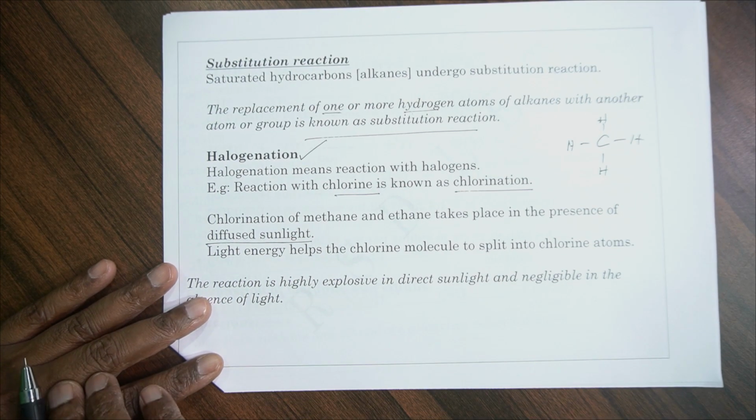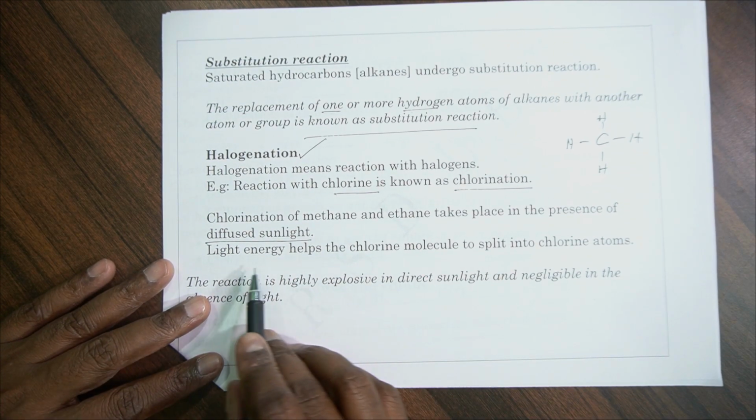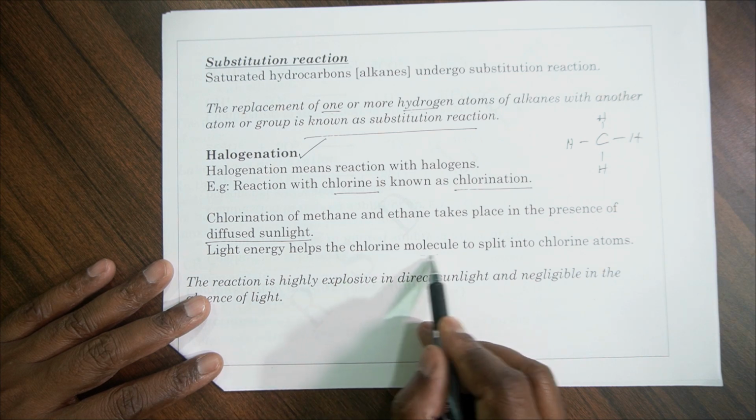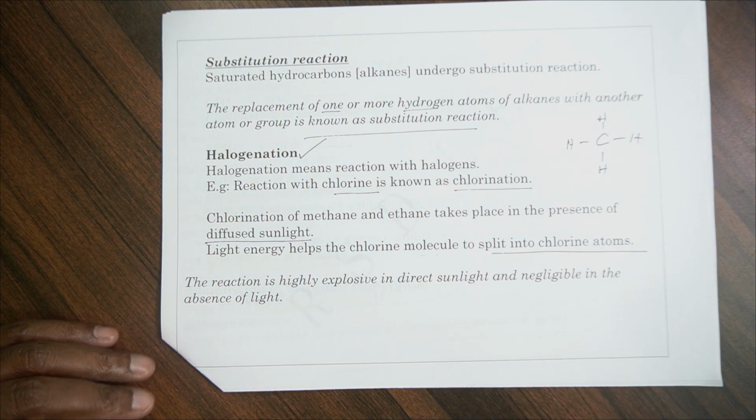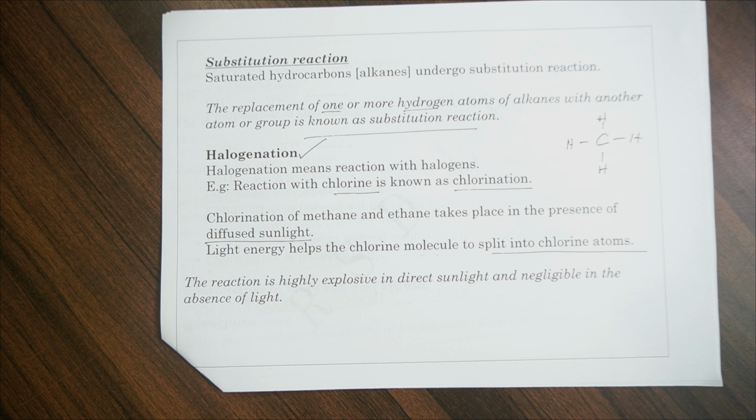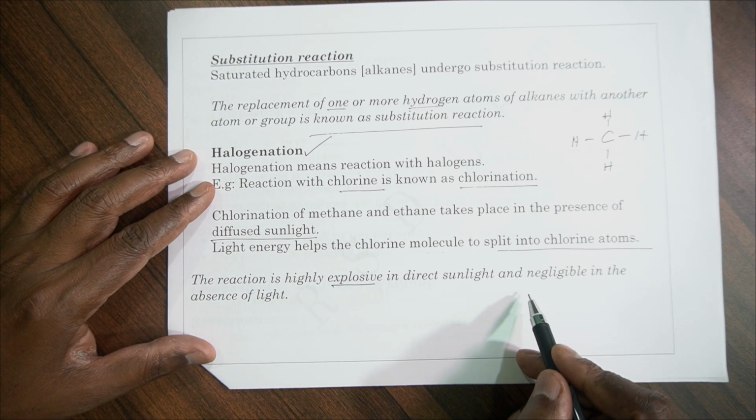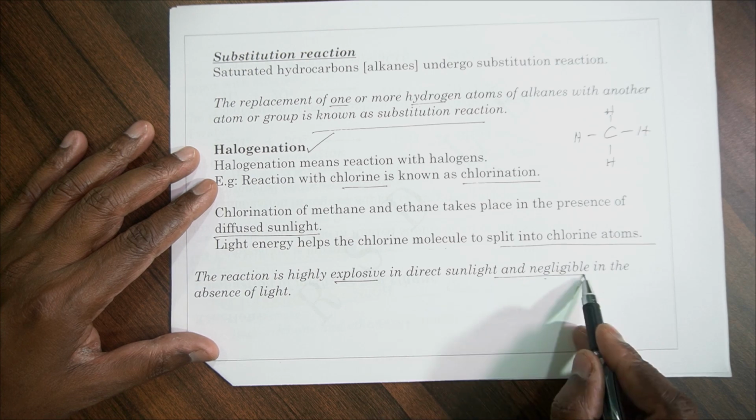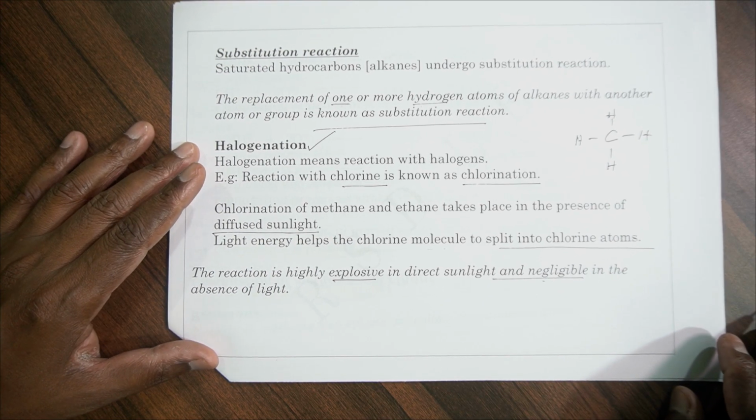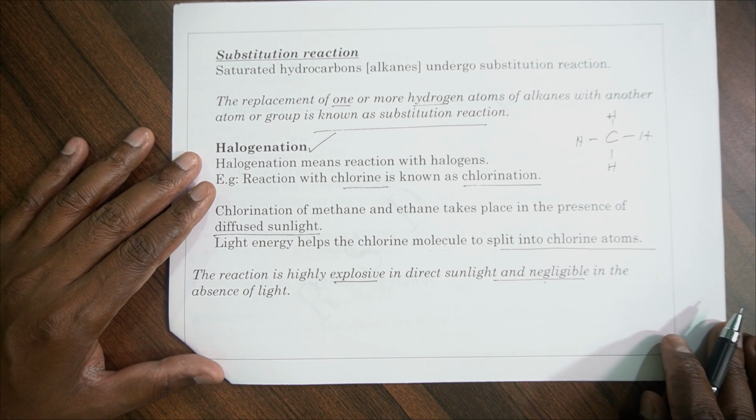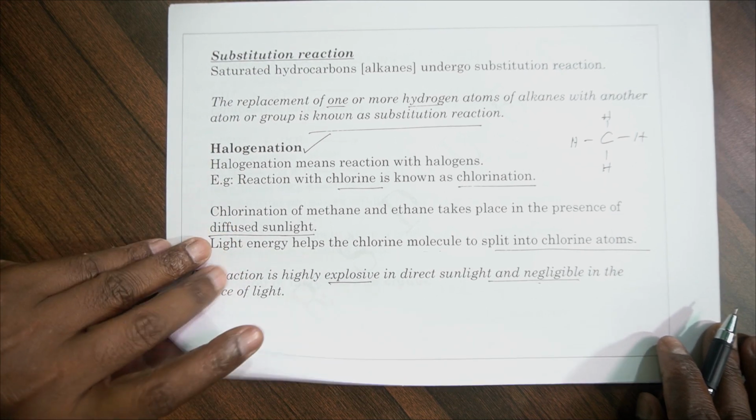This is a point to be noted. Diffuse sunlight. Why? Light energy helps the chlorine molecule to split into chlorine atoms. We need light energy. Now if you use direct sunlight, what will happen? The reaction will be violent and explosive. Okay. And if you use no light, absence of light, the reaction is negligible. So there has to be diffused sunlight so that the reaction takes place at moderate rates.